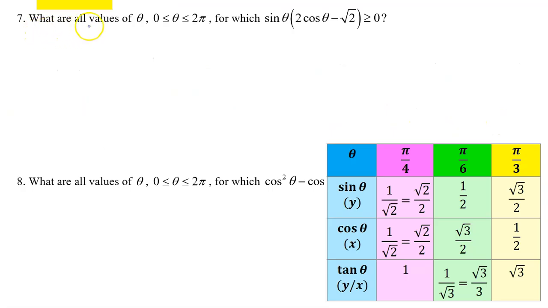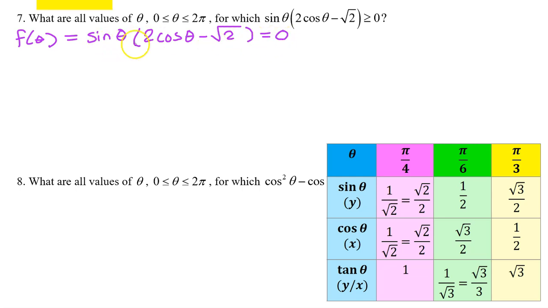Number 7. What are all values of theta on the interval from 0 to 2 pi for which sine theta times 2 cosine theta minus radical 2 is greater than or equal to 0? Let's name this f of theta. To find where f of theta is greater than or equal to 0, we begin by finding where f of theta is equal to 0.